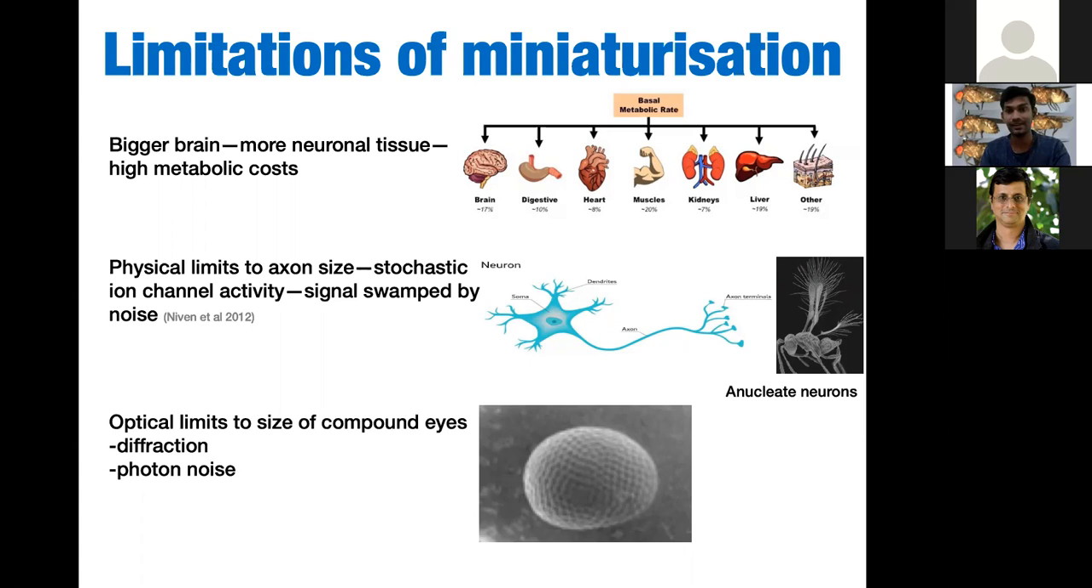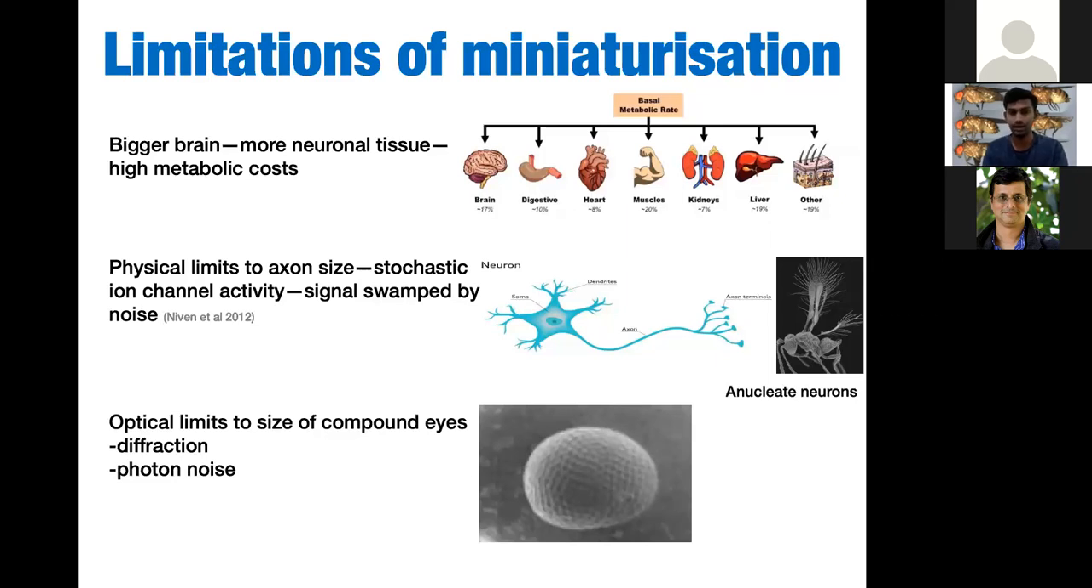The other limitation is the size of the sensory structures. In this case, I'm going to talk about compound eyes. There's a limit to how small you can make your eyes. If your lens is too small, as small as or comparable to the wavelength of the light, your optics would suffer from diffraction artifacts. The other problem is that with a really small lens, you'd have a lot of photon noise because you can't collect enough photons.